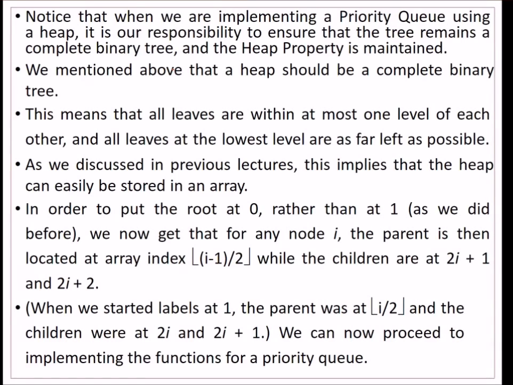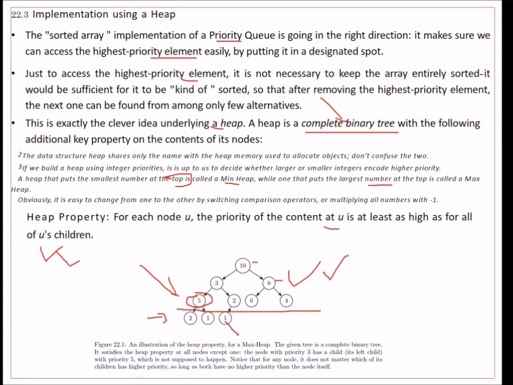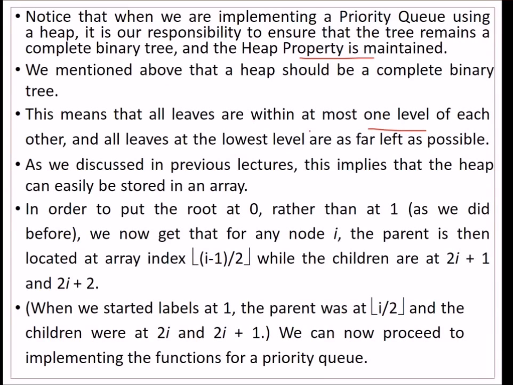So we are implementing a priority queue using a heap. We have already done it using sorted array, unsorted array, unsorted linked list, sorted linked list. Now we are trying to implement it through heap. So it is our responsibility to make sure that the tree always remains a complete binary tree and the heap property is maintained. All leaves are within at most one level of each other, and all leaves at the lowest level are as far left as possible.